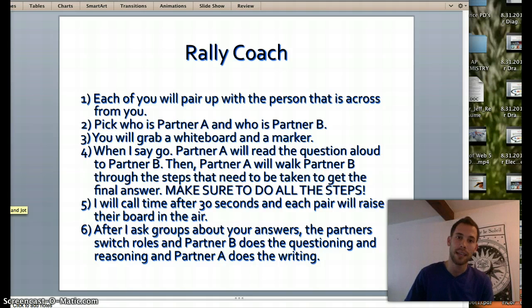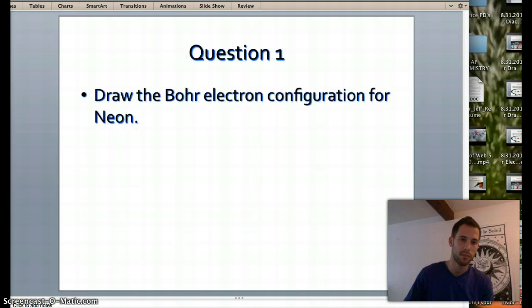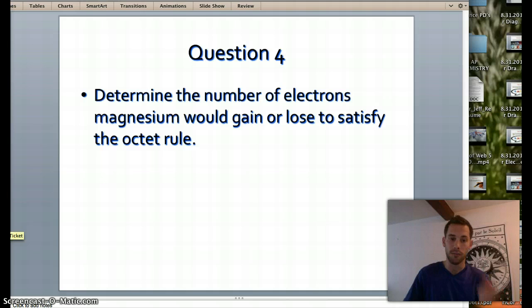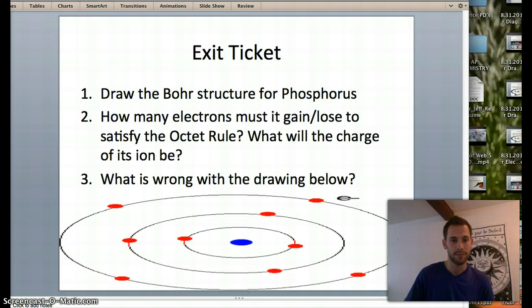Here's some extra practice, guys. Get a little rally coach going on if you can find a partner. Try to draw the Bohr electron configuration for neon, sulfur, phosphorus, and magnesium. And if you feel like you're ready to go, the exit ticket is right here.